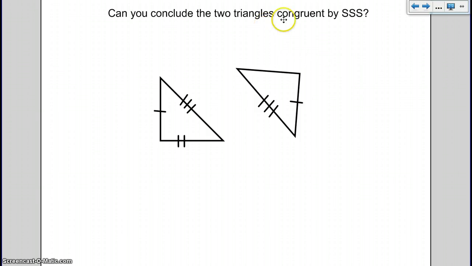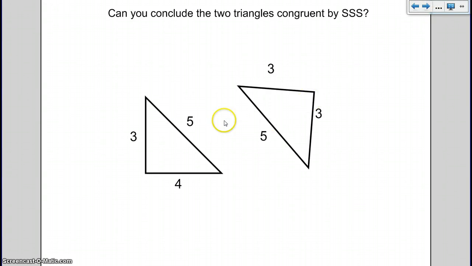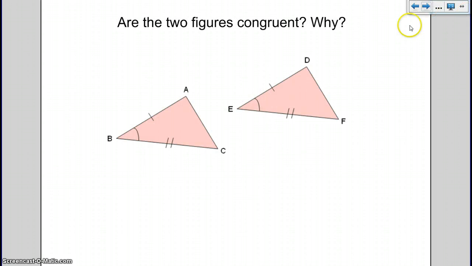Can you conclude the two triangles congruent by side, side, side? Here and here. Here and, well, I don't have a second side, and I have this and that. So I only have two sides that are congruent, so these are not congruent. Let's see, 3 and 3, 4 and 3, 5 and 5. So these are not congruent by side, side, side.